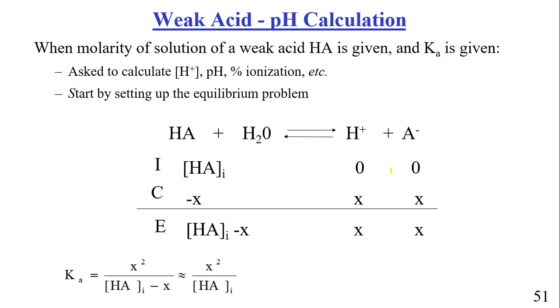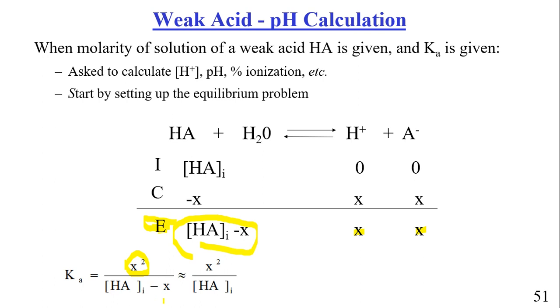All right. So what's H plus? It's X. What is A minus? It's also X. So we get X squared divided by HA at equilibrium. Okay, so we have it at equilibrium. So here's my HA at equilibrium: initial minus the amount reacted, which is X. Great. Now what do we do? Oh, well, we can solve this quadratic equation because if I multiply through, I get a quadratic.